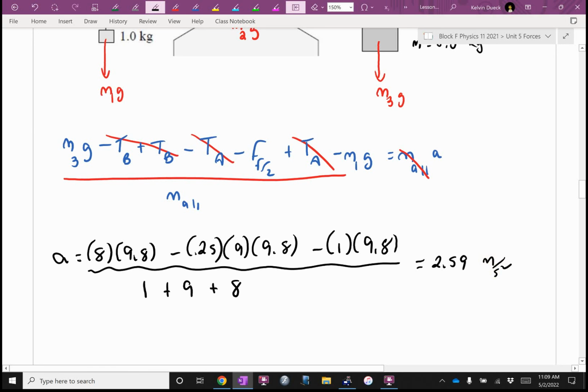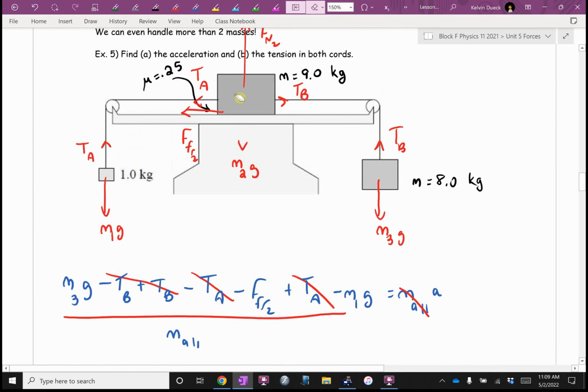By the way, I had somebody ask me the other day, Mr. Duick, acceleration is a vector. It has direction. How come you're not asking us also for the direction? Up and right and down, because as soon as I have more than one mass, there's more than one direction. And so we're just finding the magnitude of the acceleration and then saying, figure it out from there.